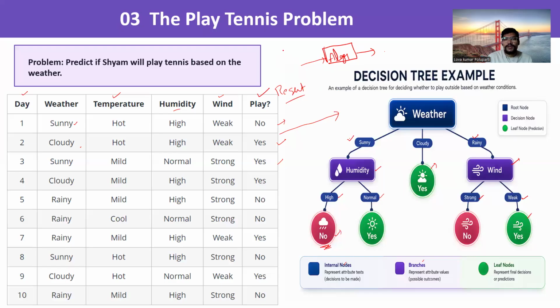Okay. So here I will give the weather and the temperature, and I'm giving the humidity and I will give the wind also. After that, it is giving the yes or no. Then I will decide.